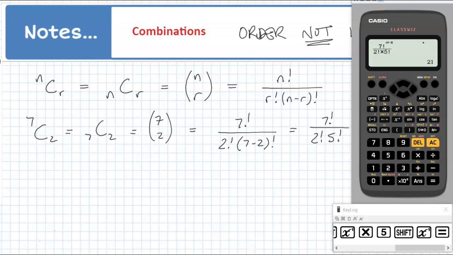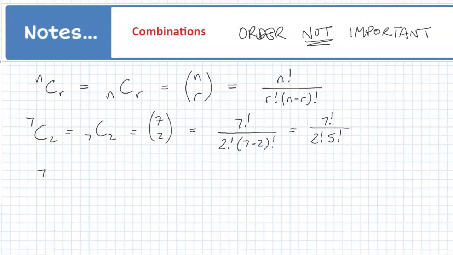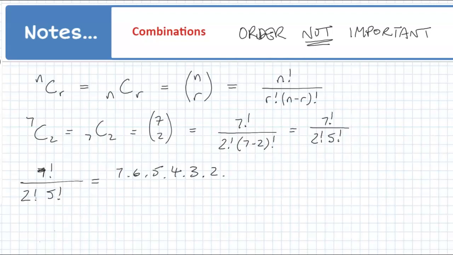So just very quickly, before we go any further, let's look at that expression, 7 factorial divided by 2 factorial times 5 factorial. Just be aware that you remember from your definition of factorial that it's 7 multiplied by 6 multiplied by 5 multiplied by 4 and then 3 and 2 and 1. That is the definition of factorial. And on the denominator, we have 2 factorial, that's 2 multiplied by 1, and we have 5 factorial, this is 5 multiplied by 4, multiplied by 3, multiplied by 2, multiplied by 1.